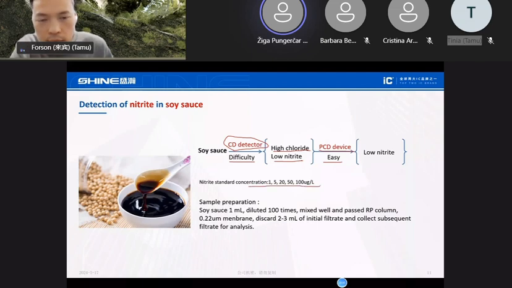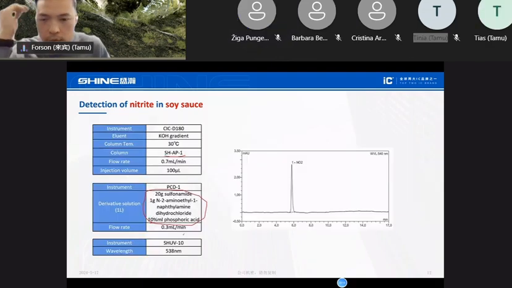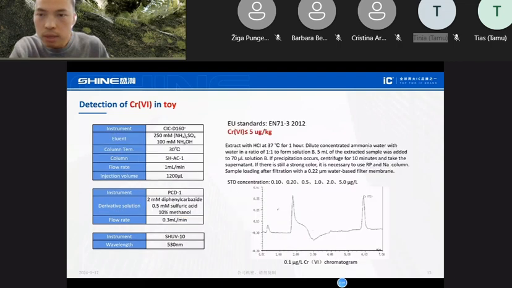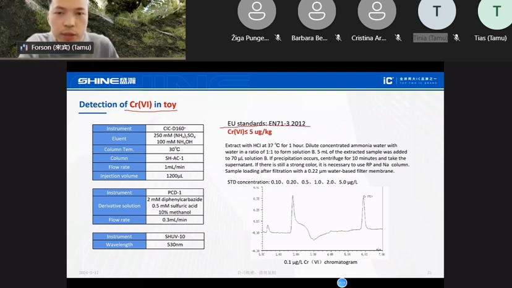This is the standard concentration, and here we detect at 538. Then we get the chromatogram here. Next is also the CR6 in toys. The right side is the European Union standard here, and they say the CR6 must be lower than this number.